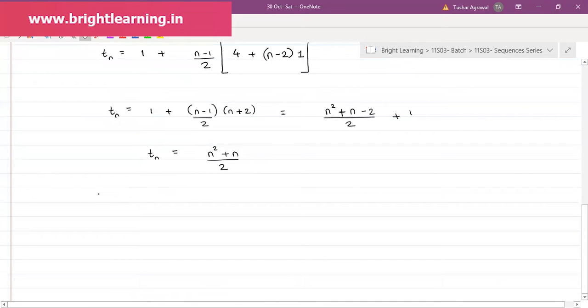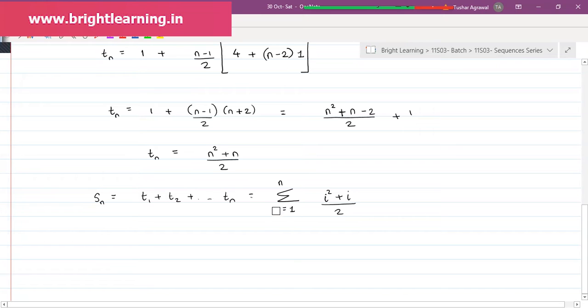So now you have to calculate Sn. Sn is nothing but T1 plus T2 and so on up to Tn. So you just have to calculate the summation of n square plus n upon 2, where n varies from the initial value 1 to the final limiting value n. Or you can call it I square plus I, where I varies from 1 to n. If n is confusing, T1, T2, T3, T4 up to Tn. So this calculation you can do. Shall I leave it up to this point?